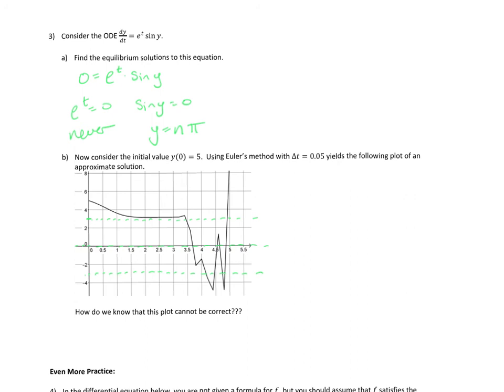So how do I know that this plot can't be correct? Because it crosses equilibrium solutions. So it has to be that Euler's method used too large a step size, and I've introduced too much error here. So it's crossing my equilibrium solutions because of too large of an error.